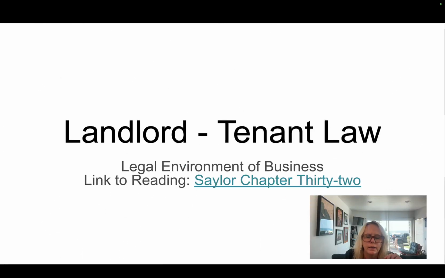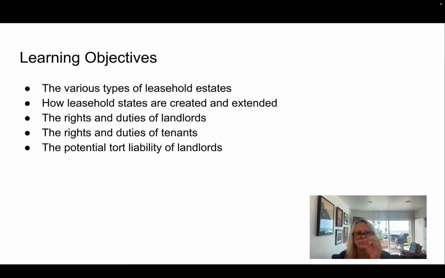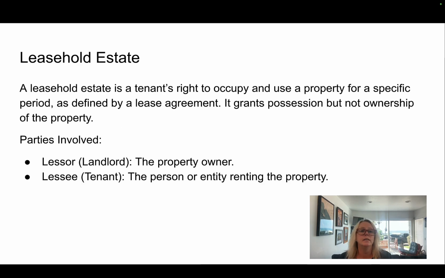All right, so let's talk landlord-tenant. This is a really interesting area of law, primarily covered by common law and contract law. And in California, we also have some statutory law that influences landlord-tenant, and I'll talk about that as part of this lecture. Let's dive into the leasehold estate.